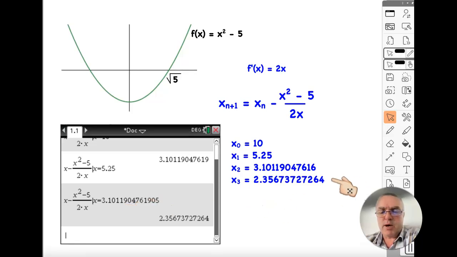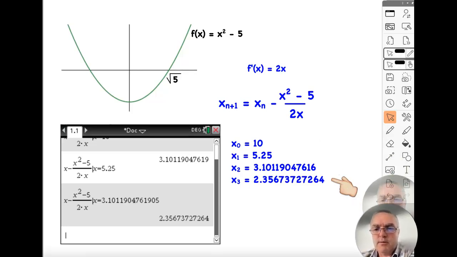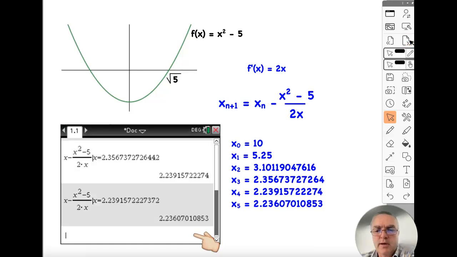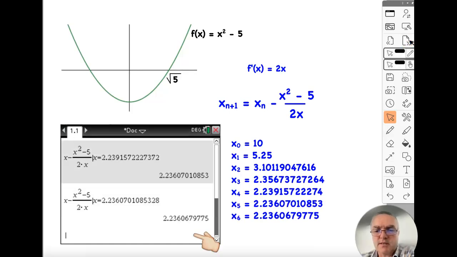And you can see how my estimate is changing. At the start it changed by quite a lot, but now it's not changing by so much. Let's jump forward a few. We get x4, x5, x6.